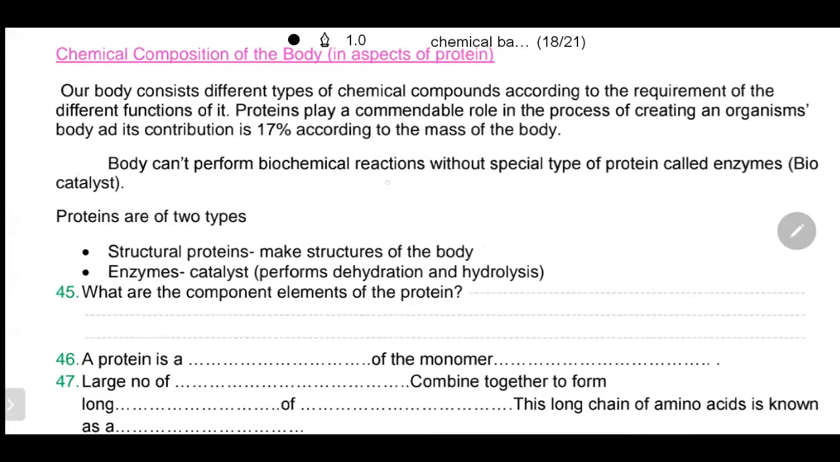Have you ever experienced this biological or whatever type of catalyst? I'll tell one example. Hydrogen peroxide, H2O2.